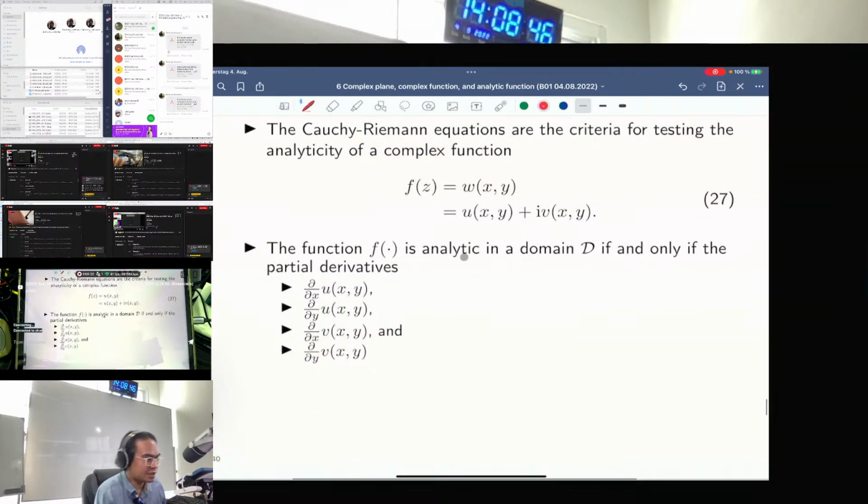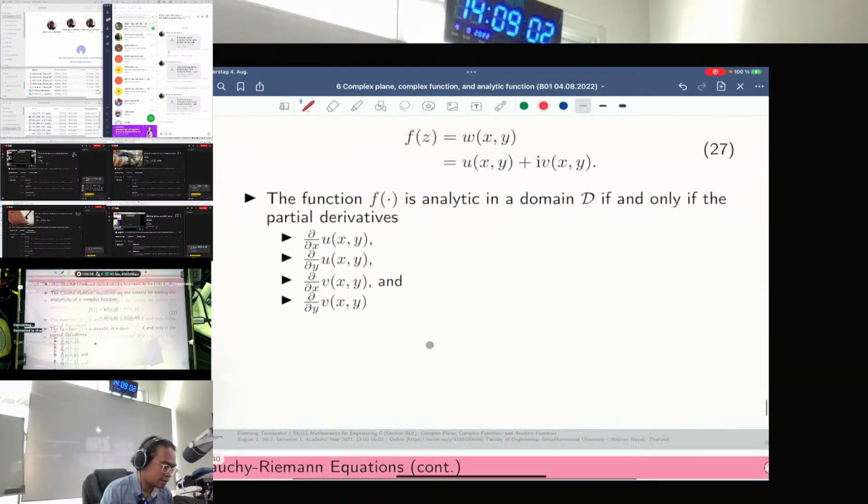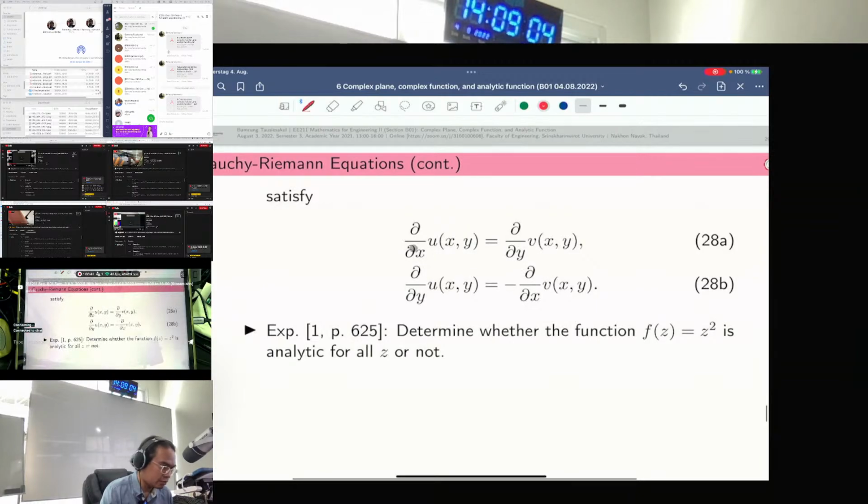The function f is analytic in the domain D if and only if the partial derivatives, such as partial u by partial x, partial u by partial y, partial v by partial x, partial v by partial y, satisfy the conditions here. Partial u by partial x is equal to partial v by partial y. Partial u by partial y is equal to negative partial v by partial x.